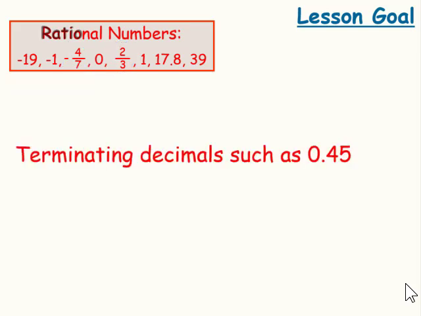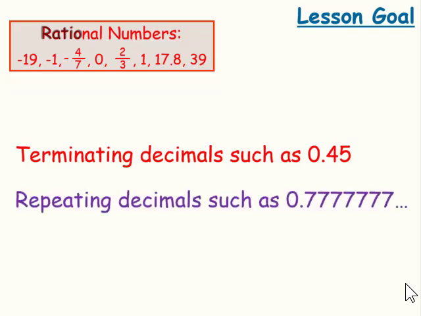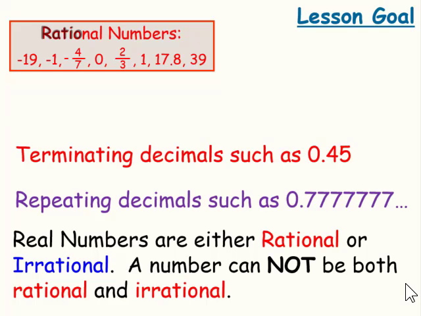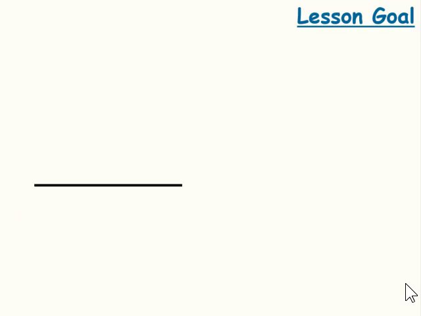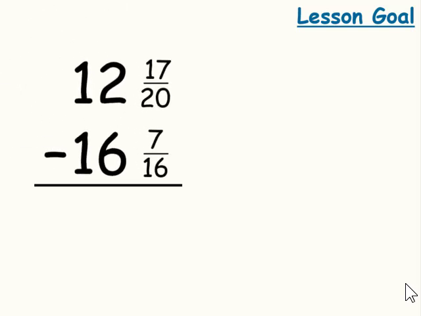Remember, terminating decimals such as 0.45 and repeating decimals such as 0.777777 and so on are rational numbers. Remember, real numbers are either rational or irrational. A number cannot be both rational and irrational. In our lesson for today, we will be adding and subtracting rational numbers until we can reach a level in which we can correctly solve this problem.